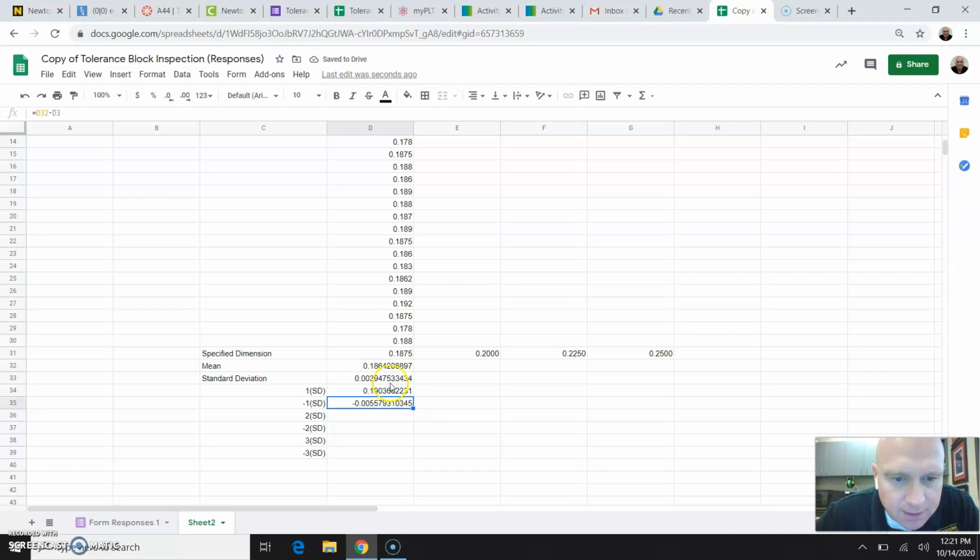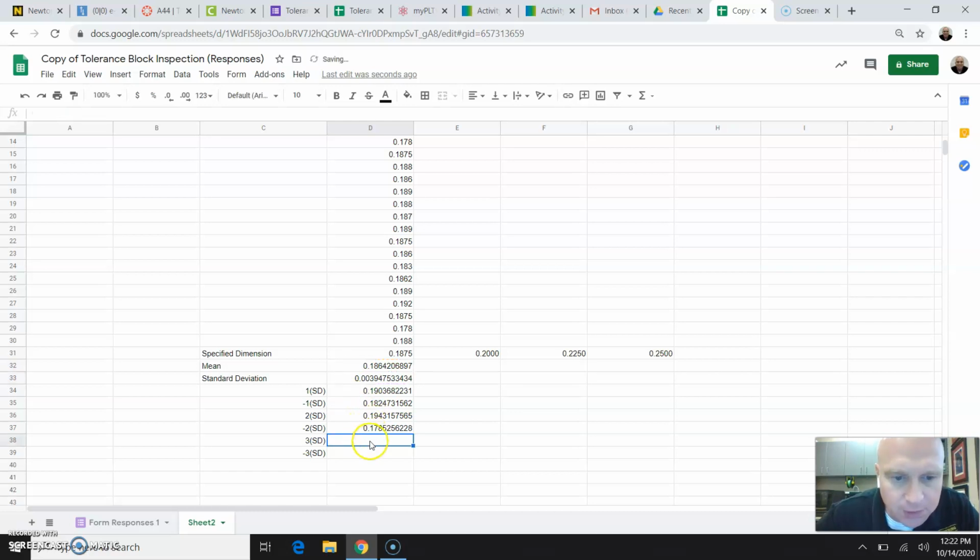Let me make sure I have that right. Let's do that again. Equals our mean value, again, minus a standard deviation. That looks better. So now we'll say equals, we have 2 standard deviation now. So I'm going to say equals our mean again, and then I'm going to say plus 2 times our standard deviation. And here I'm going to say equals our mean again, minus 2 times our standard deviation.